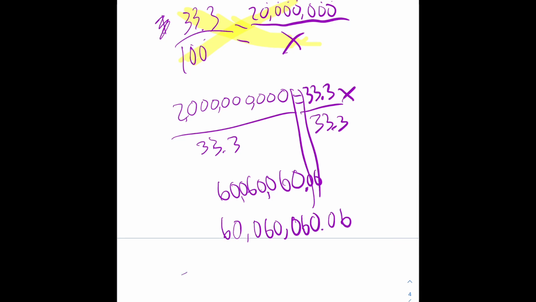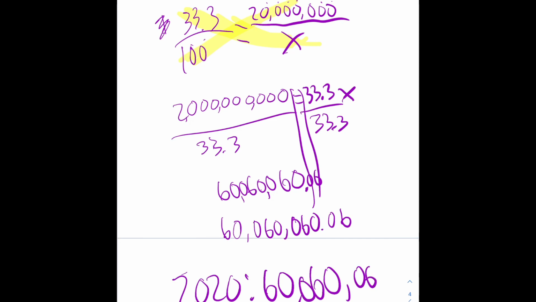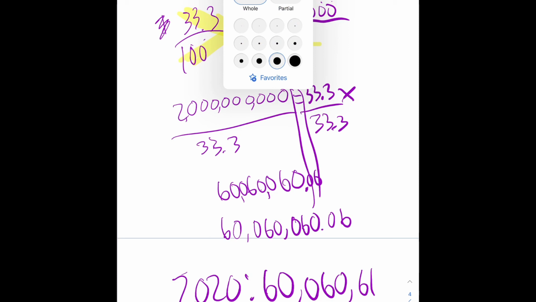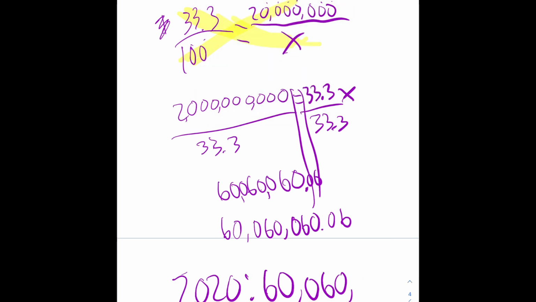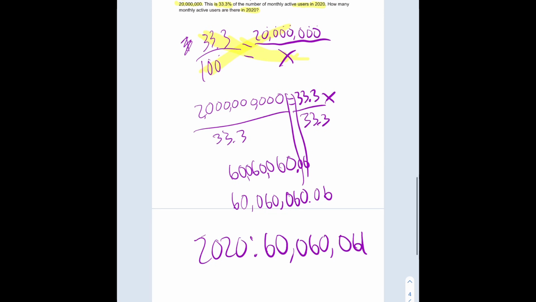So how many users were there in 2020? There were 60,060,061 TikTok users. Ooh, that's a lot.